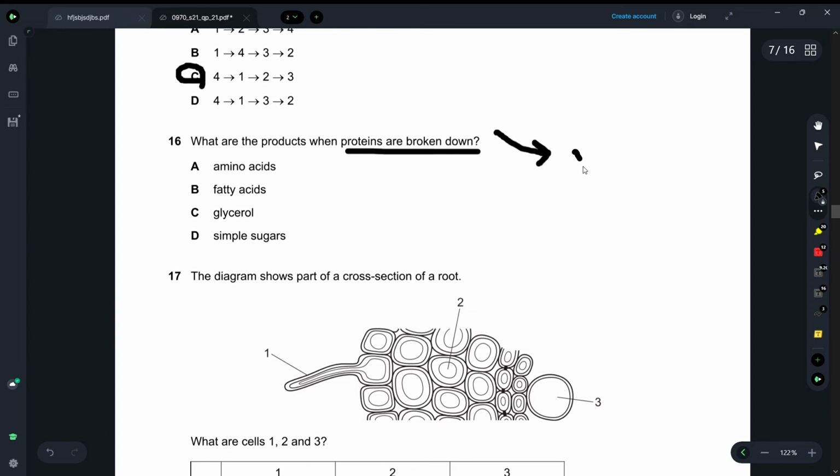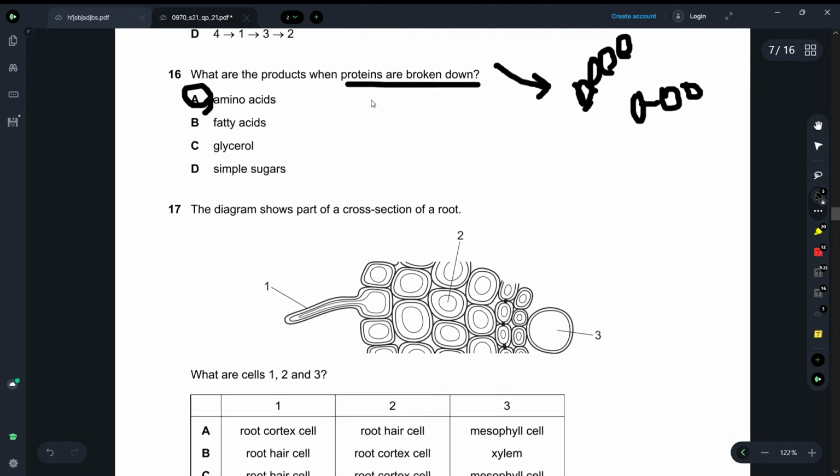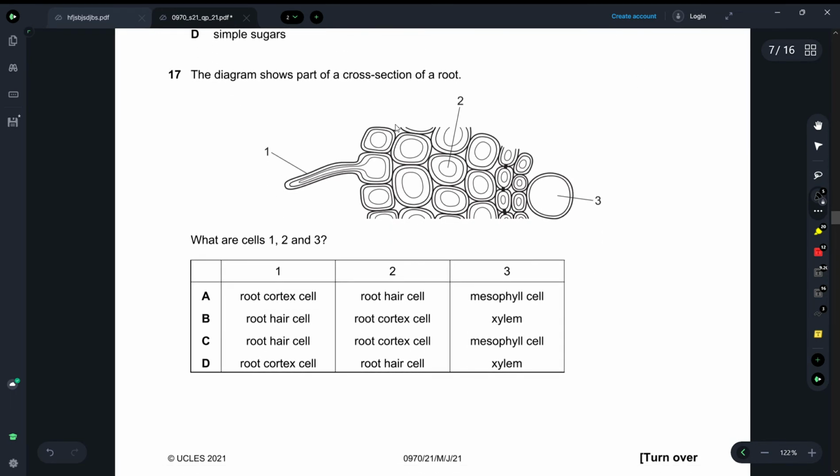What are the products of proteins that are broken down? Oh, this is pretty simple. This is basically a protein chain, and it's broken down into amino acids. Simple. Amino acids are the simpler version of proteins. Just remember that, you should know that by year 10.